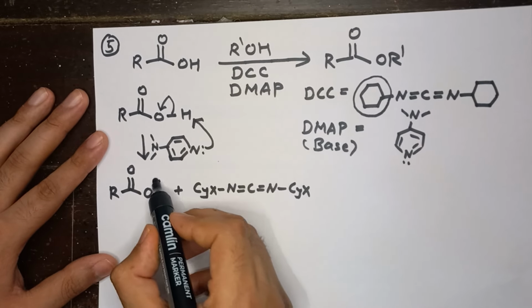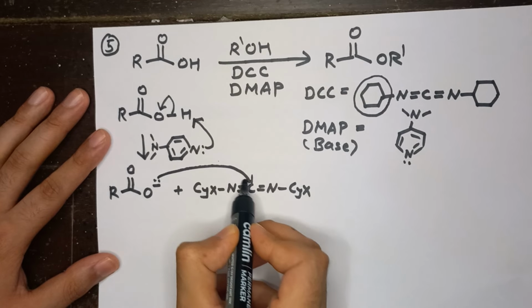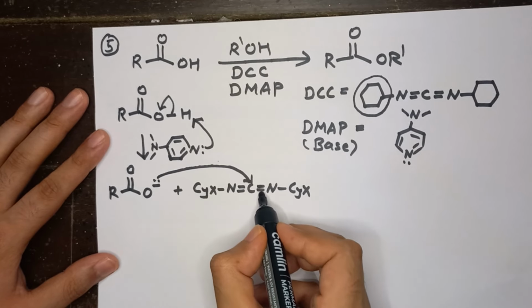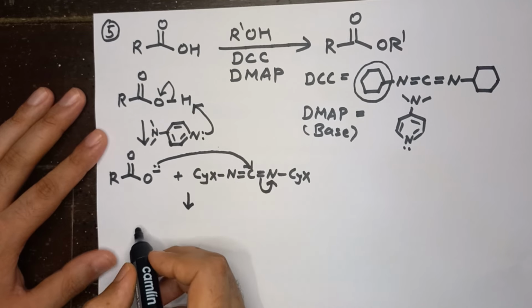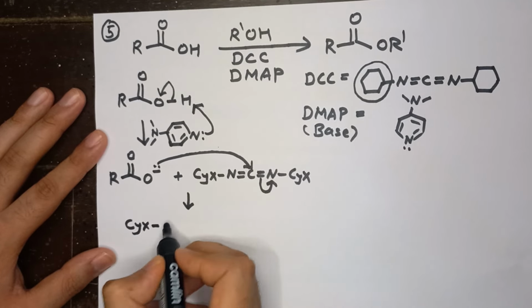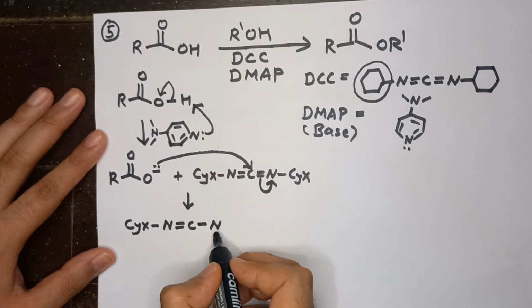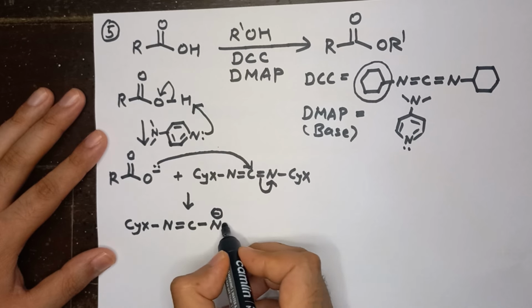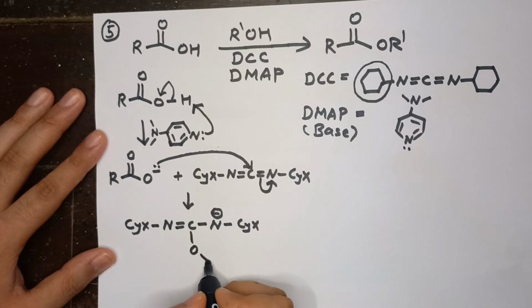So this oxygen with its negative charge will attack at this carbon, and this C double bond N will collapse on nitrogen. So this will form cyclohexyl, N double bond C, single bond N. This N has a negative charge now with CX, and this carbon is bonded with oxygen, C double bond O, and an R group.